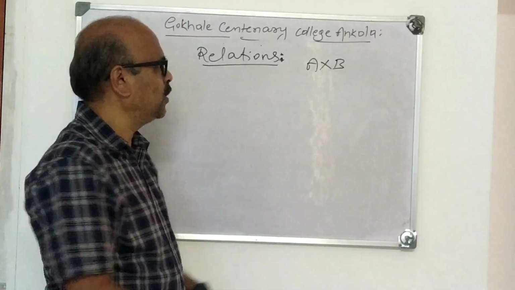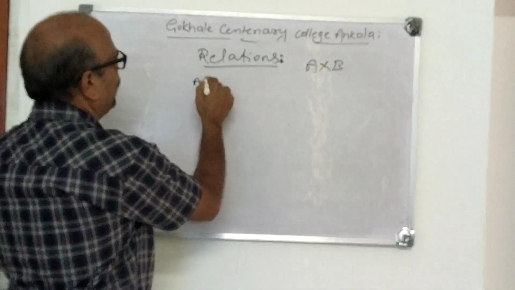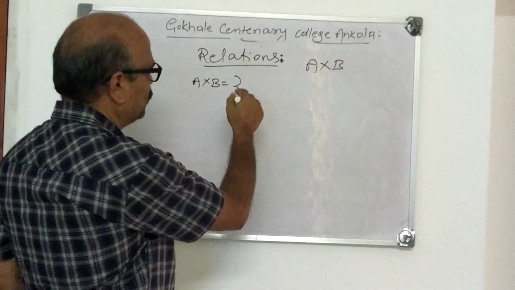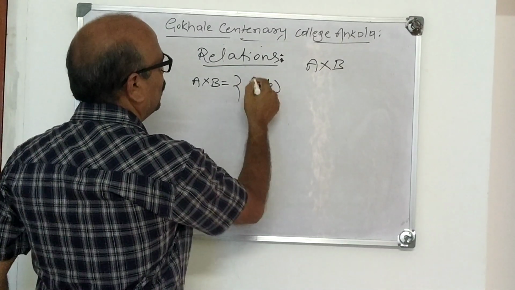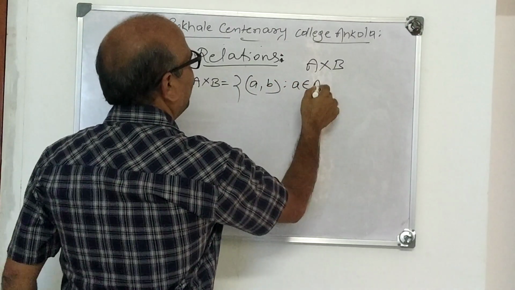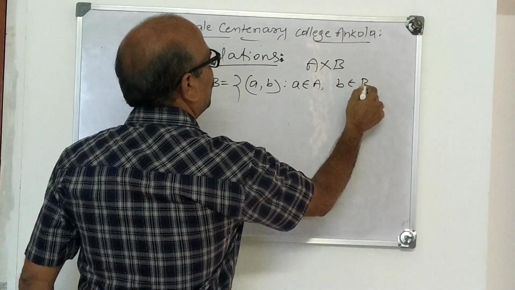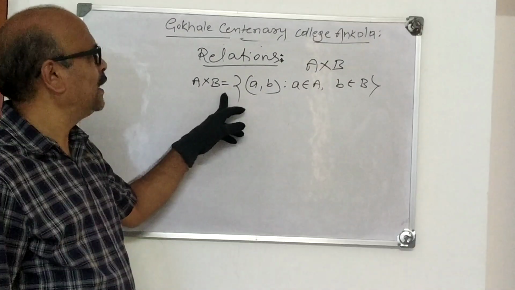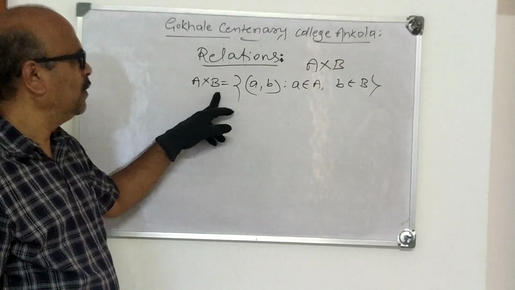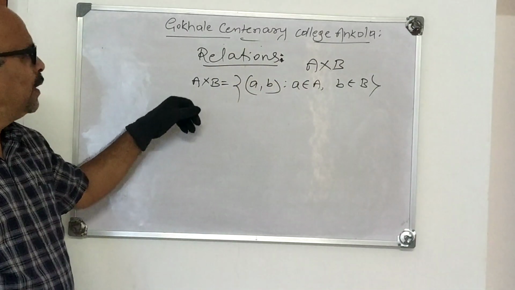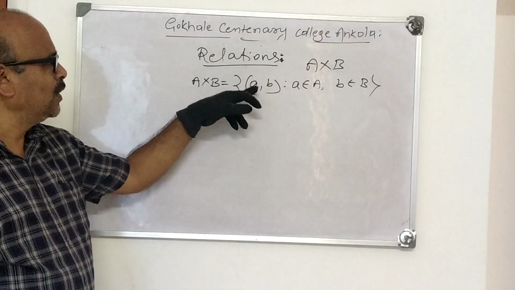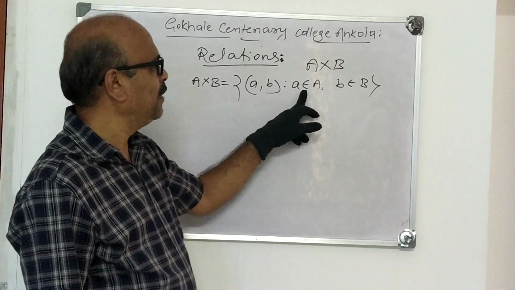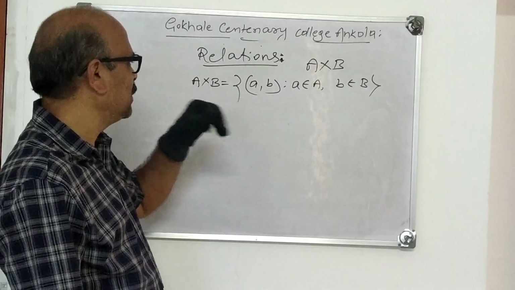A cross B, cross product. Suppose A and B are any two non-empty sets, then see the definition: A cross B is the set of all ordered pairs (a, b) such that a belongs to A, b belongs to B. This is called the cross product, or Cartesian product, of two sets. This is A cross B.